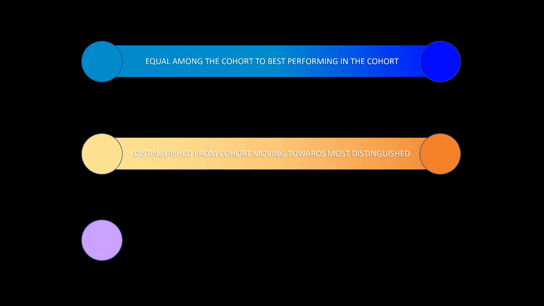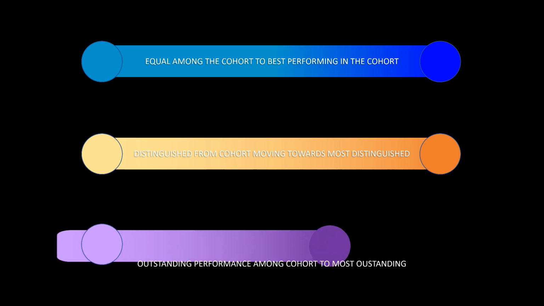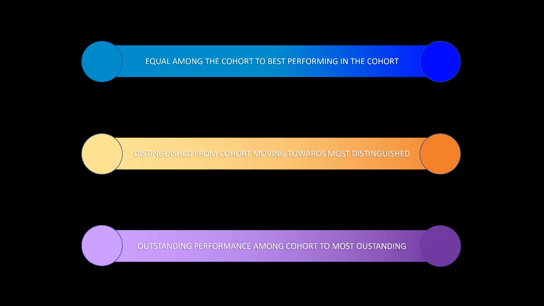Purple represents outstanding performance. These companies can be considered outliers among their peers. Purple really tells you that their performance is substantially better or substantially worse than their peers.